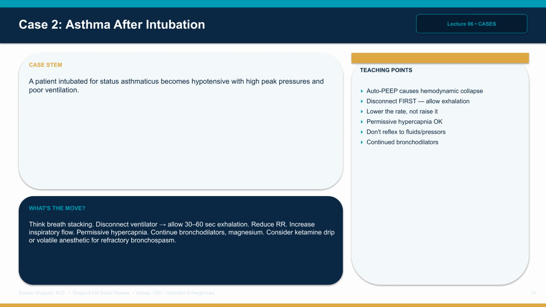Case 2. A patient intubated for status asthmaticus becomes hypotensive with high peak pressures and poor ventilation. Think breath stacking. Disconnect the ventilator and let the patient exhale for 30 to 60 seconds. Then reduce the respiratory rate, increase inspiratory flow, and allow permissive hypercapnia. The trap is giving fluids and pressors while missing auto PEEP. Continue bronchodilators, magnesium, and consider ketamine or volatile anesthetic for severe refractory bronchospasm.